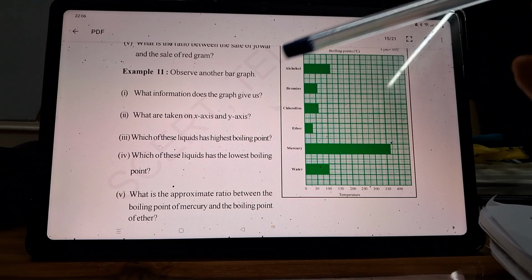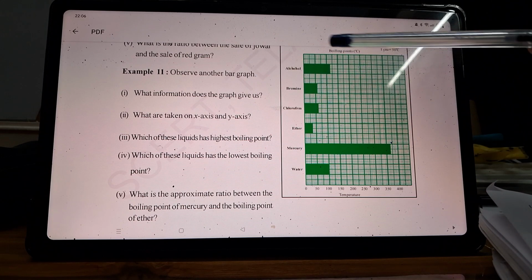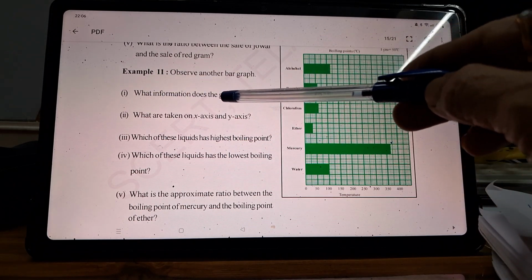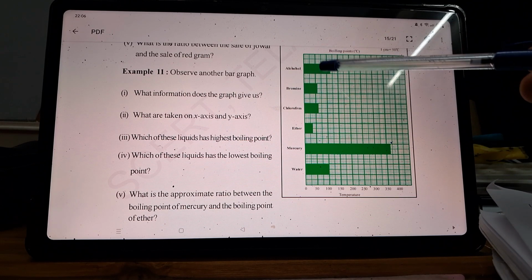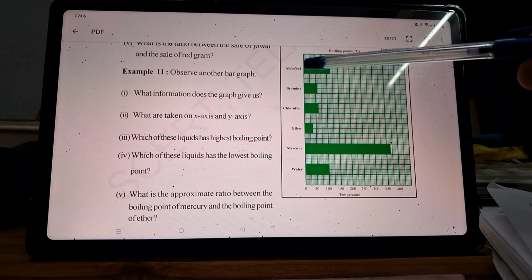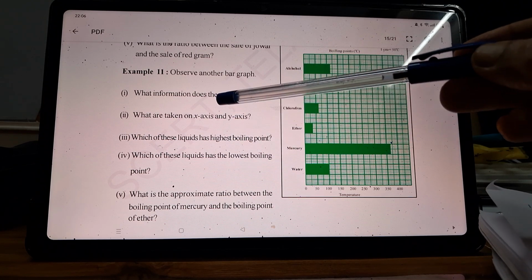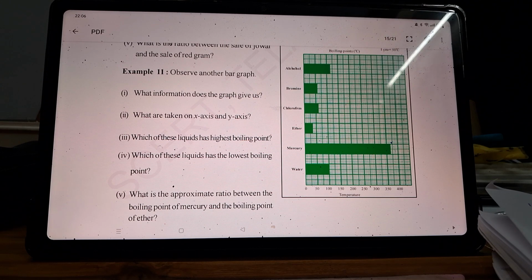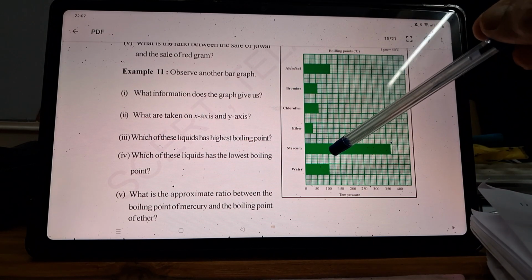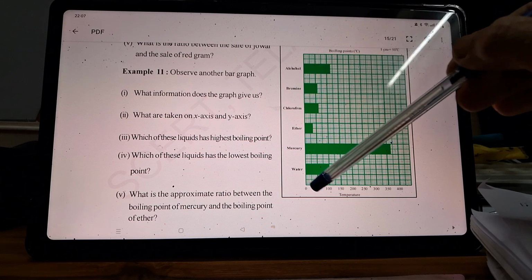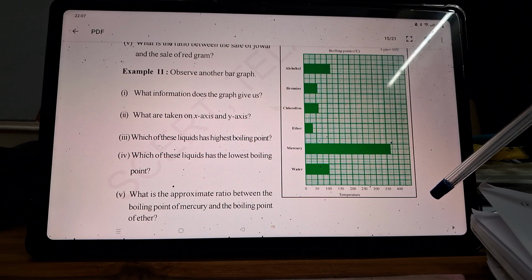Example 11. Observe another bar graph. This is another bar graph. What information does the graph give us? See, on x-axis you have temperature, that is, here they have given boiling points, and here the chemicals they have given. So what information does it give? It gives information about boiling points of certain liquids, certain chemicals, we can say. What are taken on x-axis and y-axis? On y-axis you have got chemicals, on x-axis you have got boiling points.